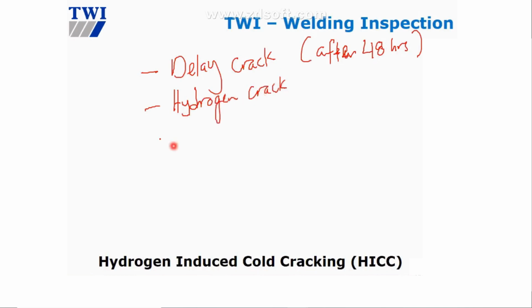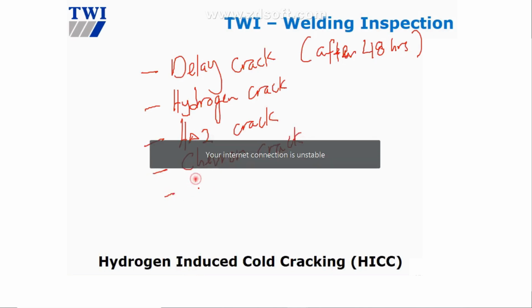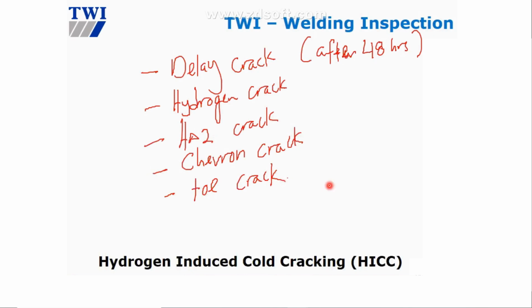They also call it HAZ crack. They also call it chevron crack. They also call it toe crack because it occurs at the toe. So it's got many names: delay crack, hydrogen induced cold cracking, HICC, or sometimes hydrogen cold cracking, HCC. Why do they call it HAZ crack? Because it's sometimes located in the HAZ area.